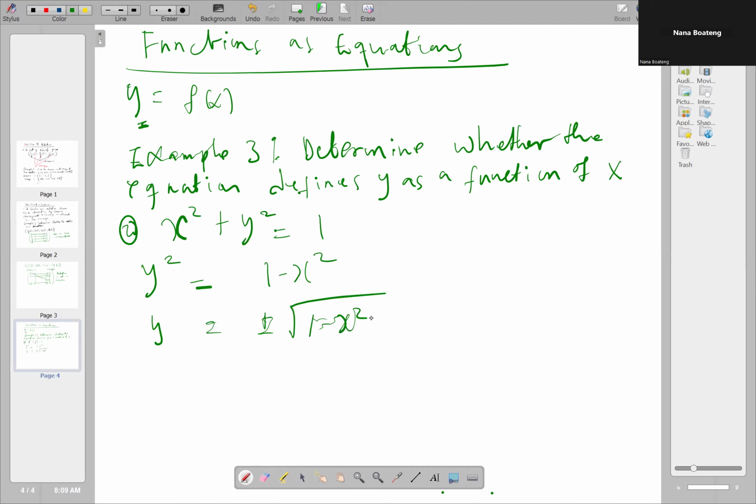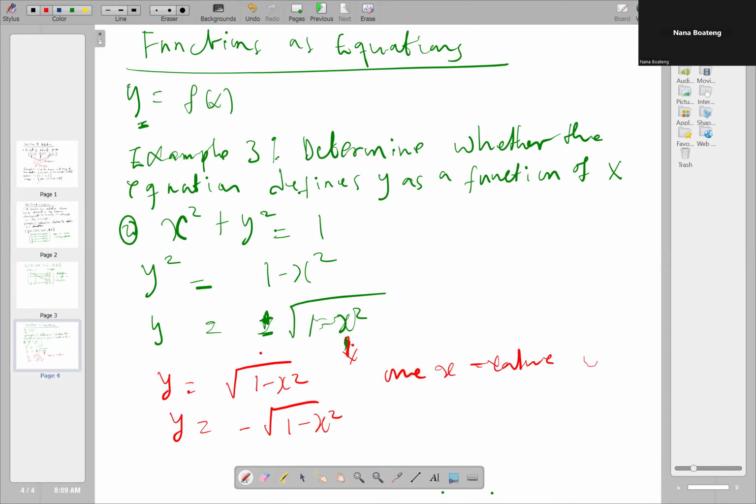Okay, so because we have 2 values of y for the same value of x. For one value of x, we are getting 2 values. So this means y is equal to the positive square root of 1 minus x squared, and y is equal to the negative square root of 1 minus x squared. So for one x value, we have 2 values of y. So that means this is not a function.